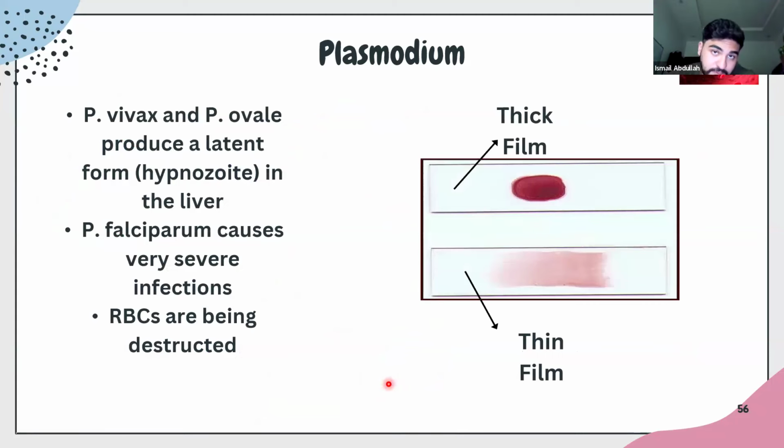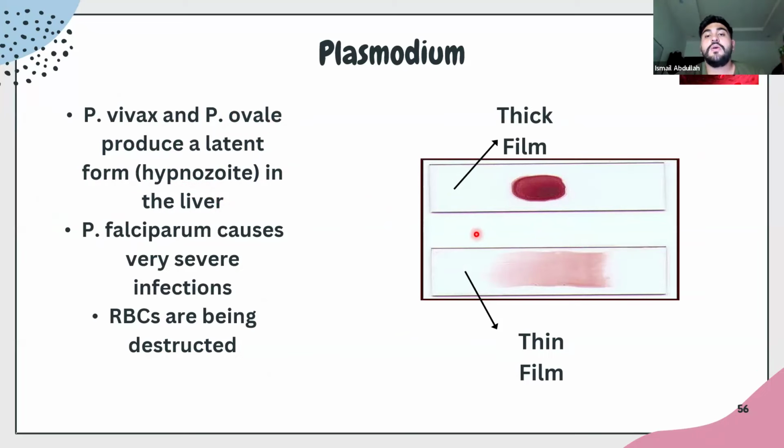There are multiple species of Plasmodium, but the one that we are very concerned about is falciparum. It's the one that causes the very severe infections in humans. And a clinically relevant concept for P. vivax and P. ovale is that they have a latent form, like a hypnozoite, that's in the liver, which means that they stay latent, and if something happens that would stress them out, they'll be reactivated again. So it's a bit tricky when it comes to vivax and ovale.